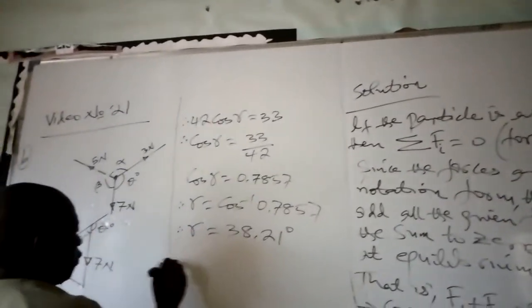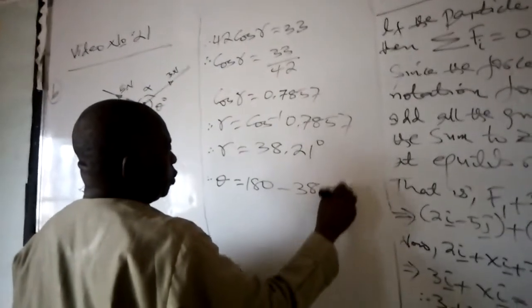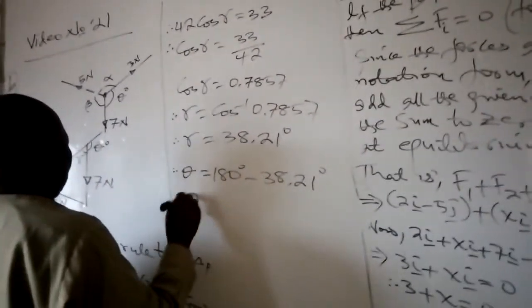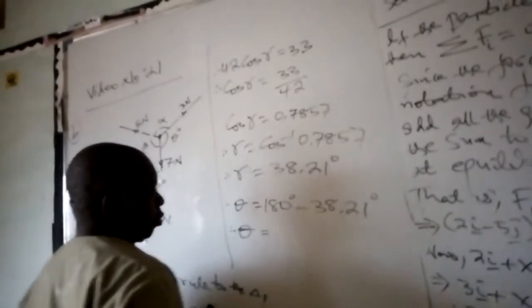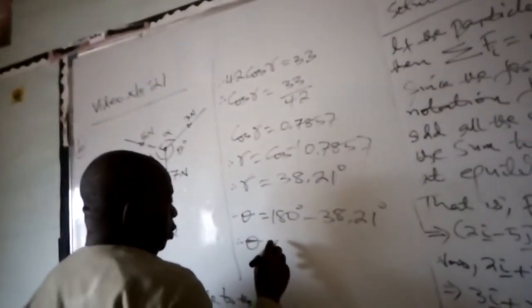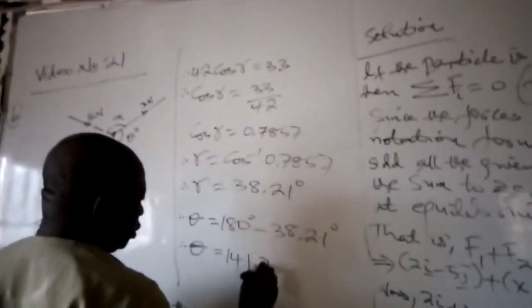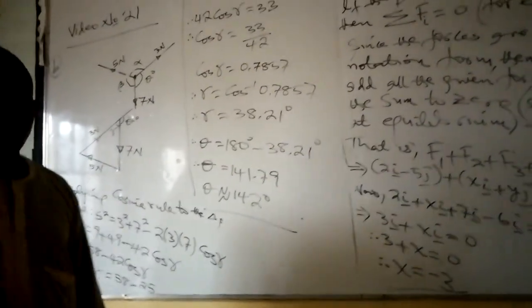Therefore, theta is equal to 180 minus 38.21 degrees, which is equal to 141.79. So theta is approximately equal to 142 degrees. That is my answer. That is the angle between the 3 Newton force and the 7 Newton force. I think I have explained it.